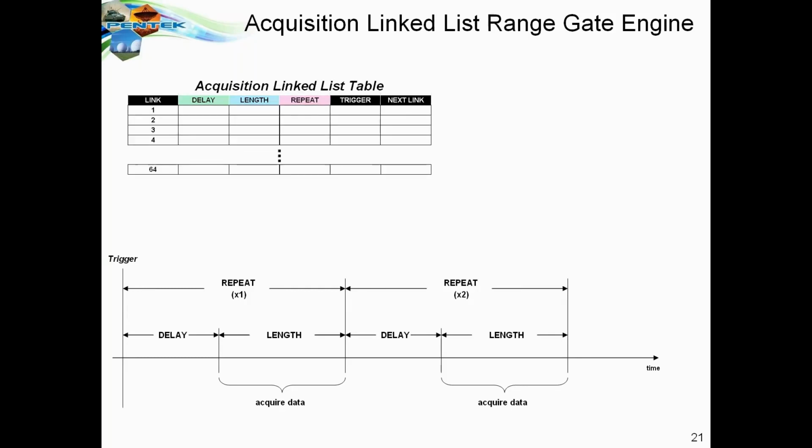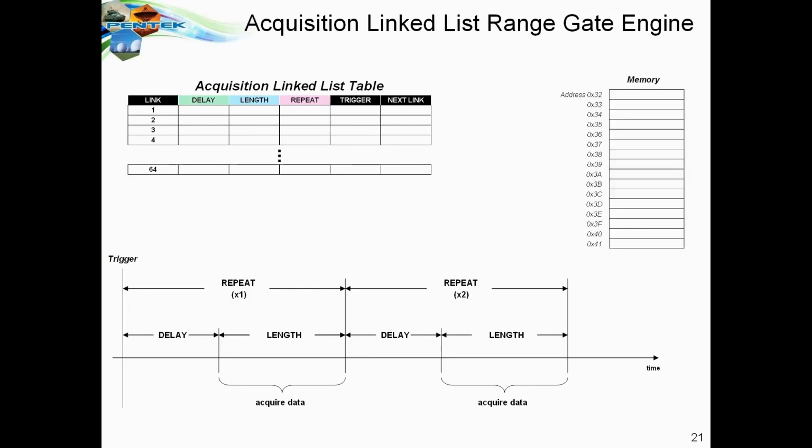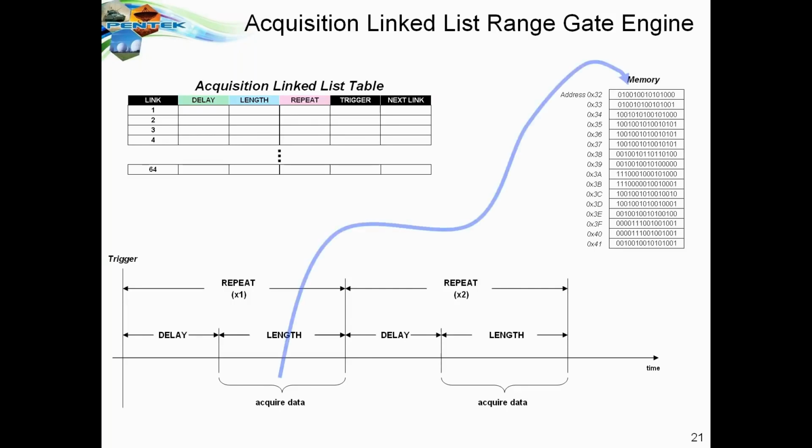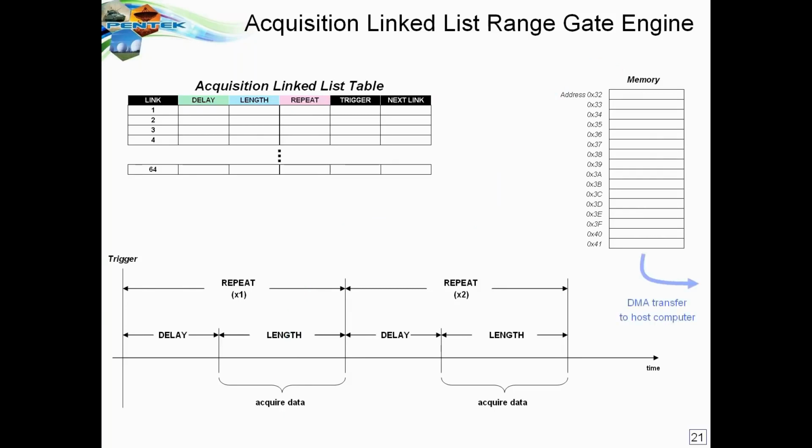for the next link. And like the waveform generation table, the acquisition linked list table also has 64 entries to have 64 different types of range gates automatically sequenced according to the next links that you put in. When data is collected in the acquisition engine, it can be delivered to local memory where it's stored in DRAM, for example, and then finally delivered across PCI Express to a system memory destination specified by the DMA controller.